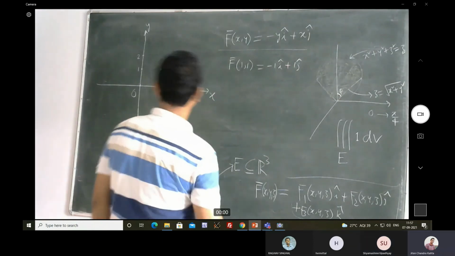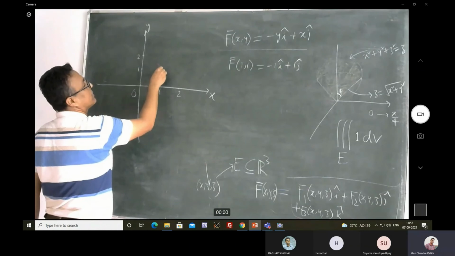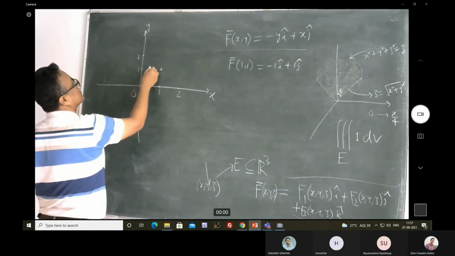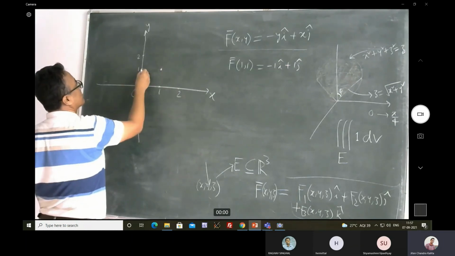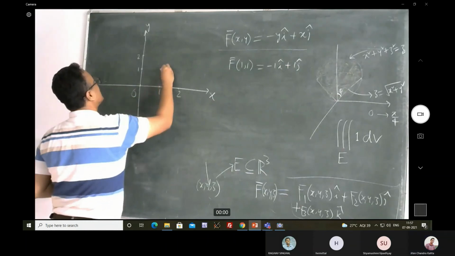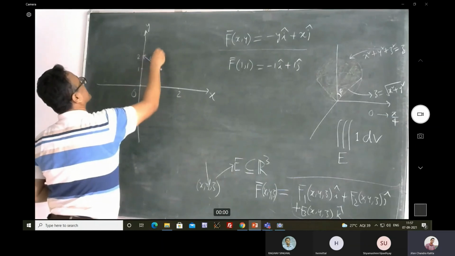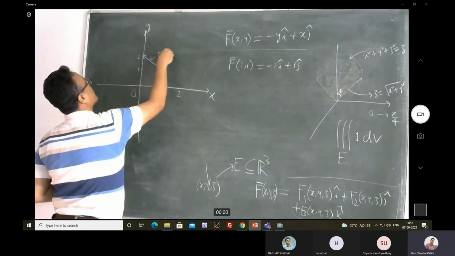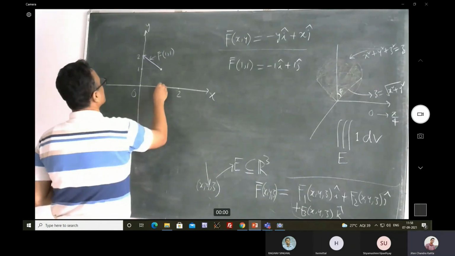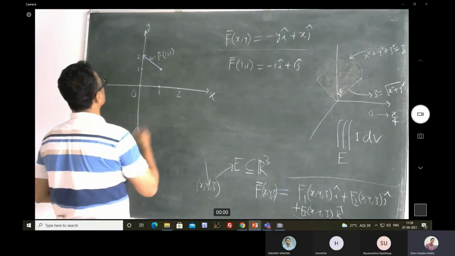So then what we have to do is start here at this point. You move 1 unit towards the left because this is minus 1, and 1 unit up. So this is the vector f at (1, 1). Is it okay? Fine.